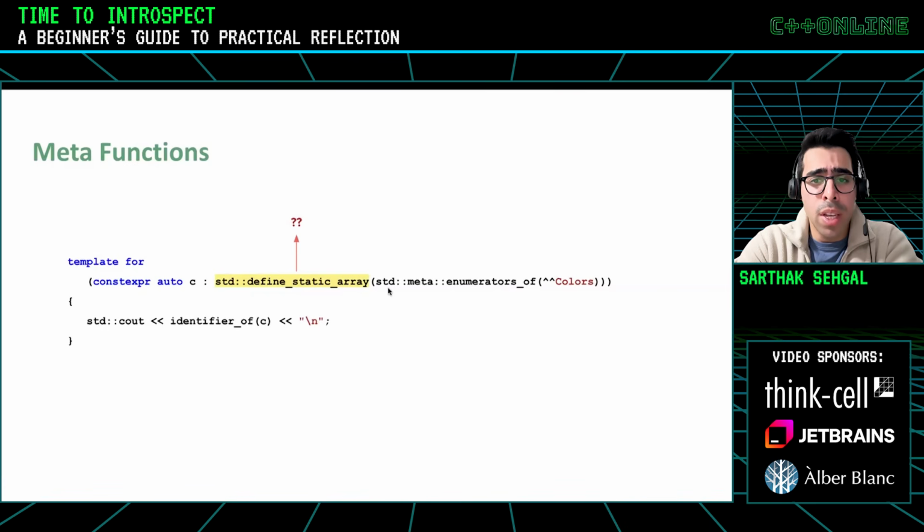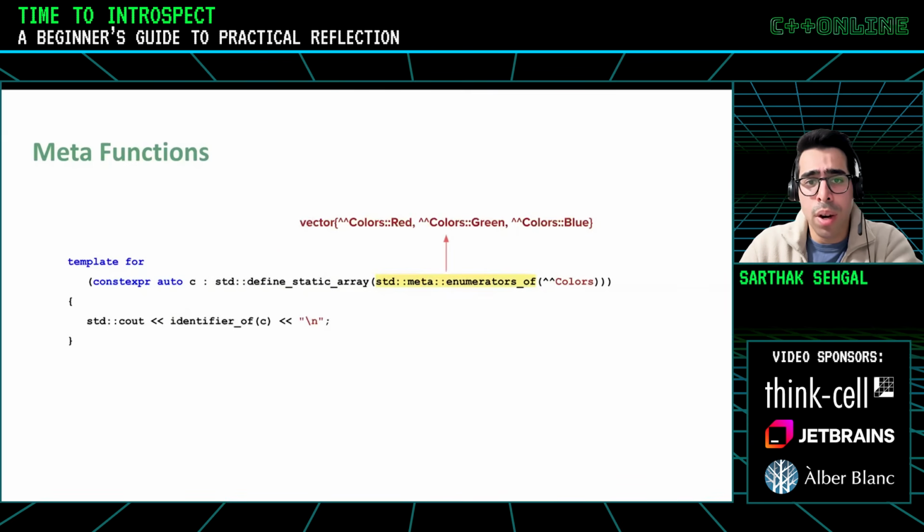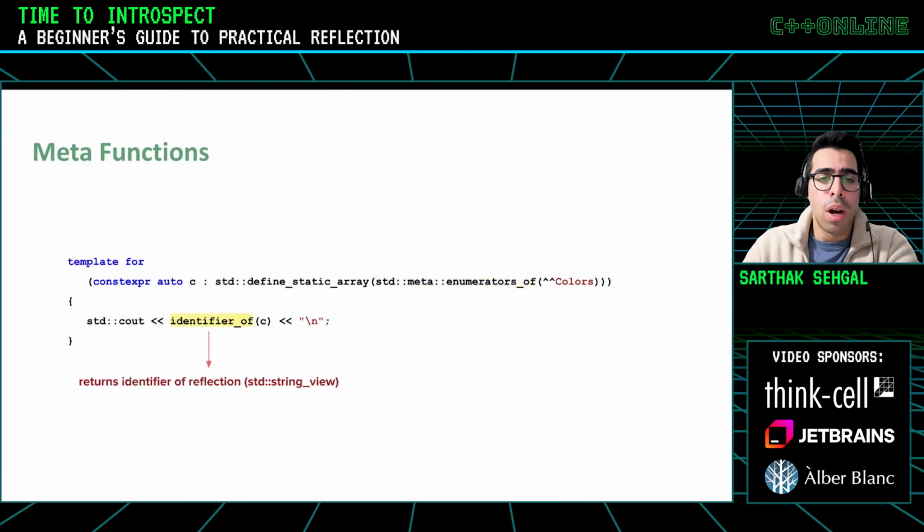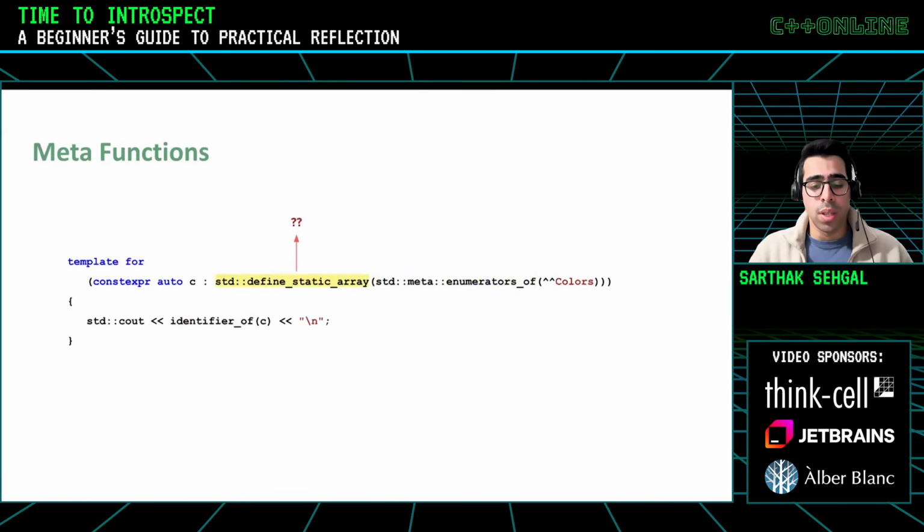But why do we need it from a meta function that already returns a list of reflections? We saw that std::meta::enumerators_of is returning a list of reflections here. Why do we want to define a static array out of those reflections? This is where understanding how reflection is exactly implemented in C++ becomes a bit more important.